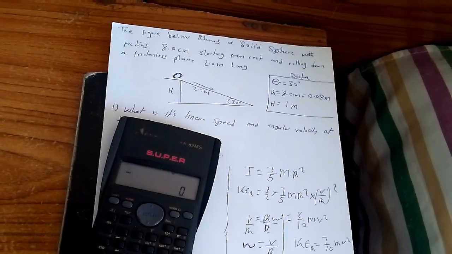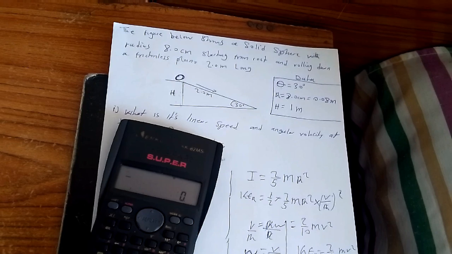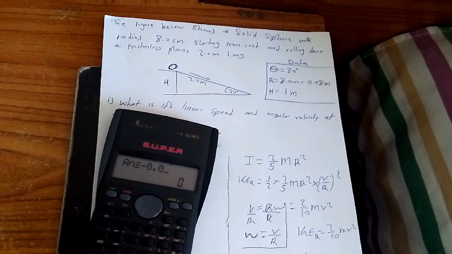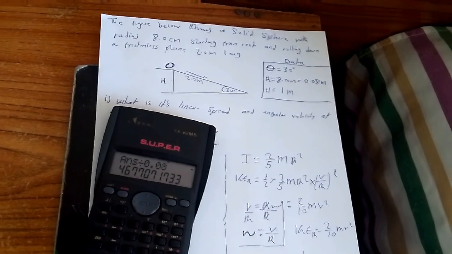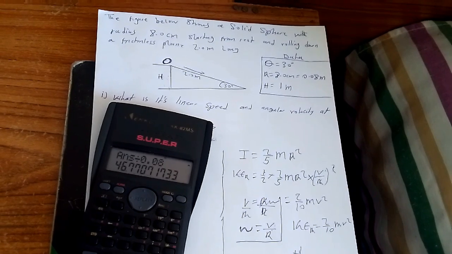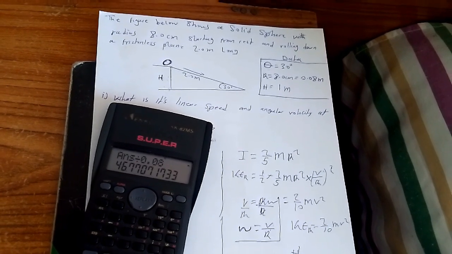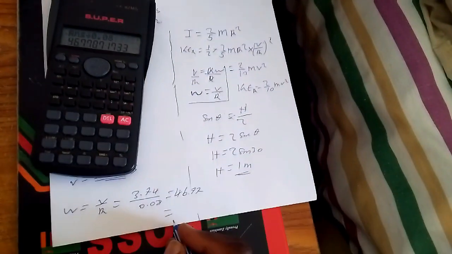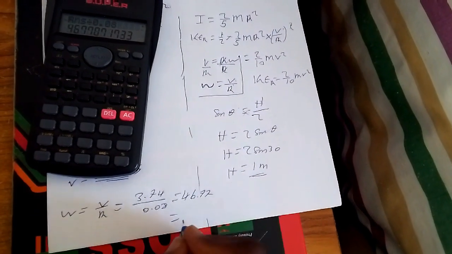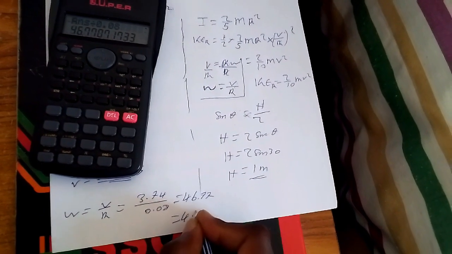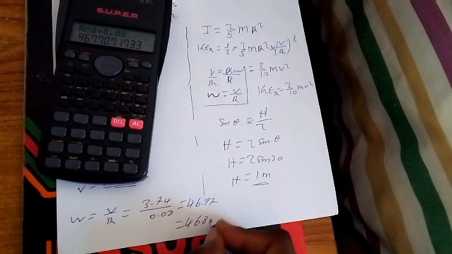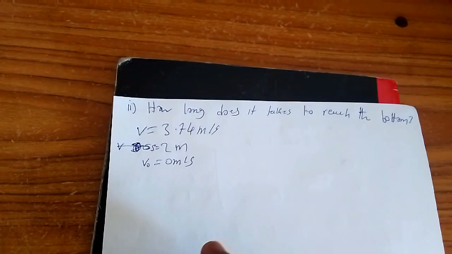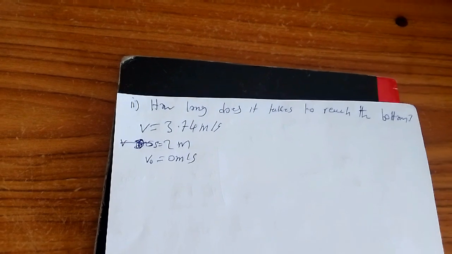We are going to say 0.08, which is equal to 46.77, which we can round off to 46.8 radians per second.